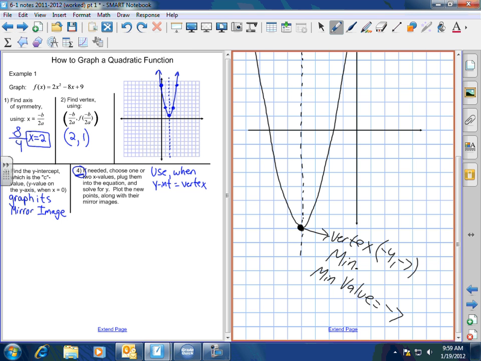So there's going to be a situation where they're going to say, find the minimum value. Do not put (-4, -7). No, wrong. That is the vertex. The minimum value here is negative 7. Now, let's see if you can understand why.